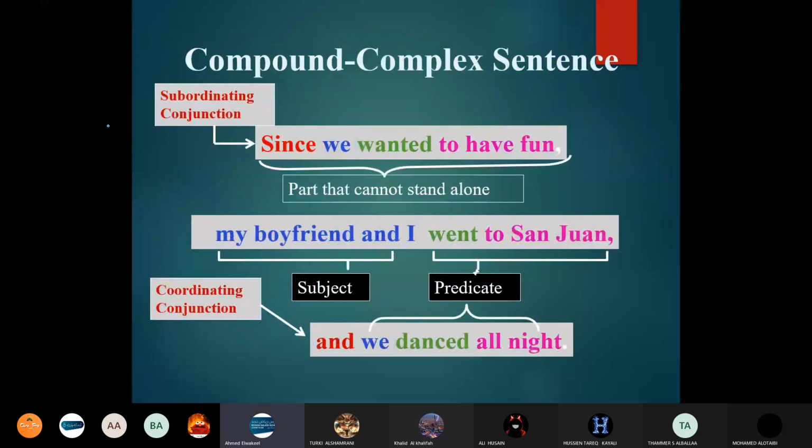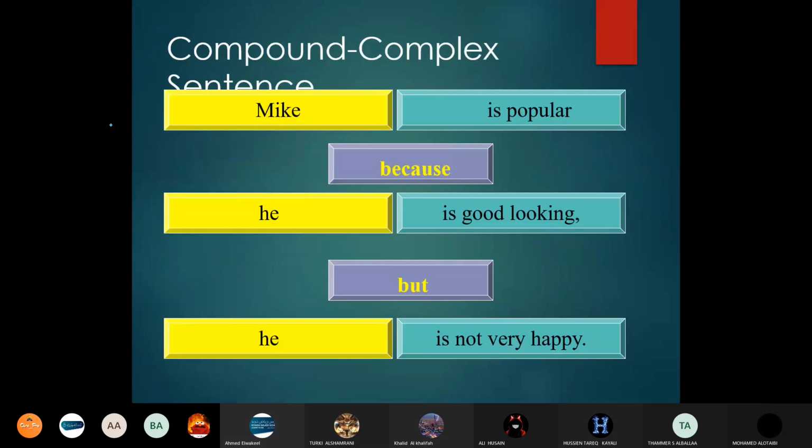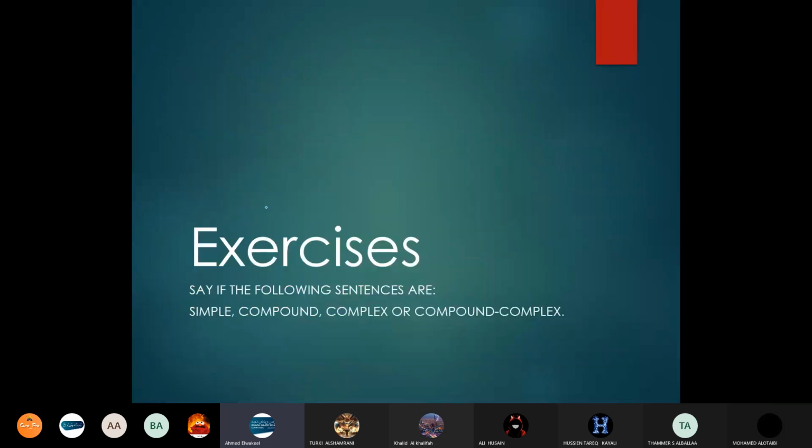So since is a subordinating conjunction, since we wanted to have fun is the part that cannot stand alone. My boyfriend and I went to San Juan is an independent clause, and we danced all night is another independent clause. So two independent clauses along with a dependent one make the compound-complex sentence. Another example: Mike is popular because he is good looking, but he is not very happy. So Mike is popular, independent clause. Because he's good looking, that's the dependent one. But he's not very happy is an independent clause. So you have two independent clauses and a dependent one, which makes the compound-complex sentence.